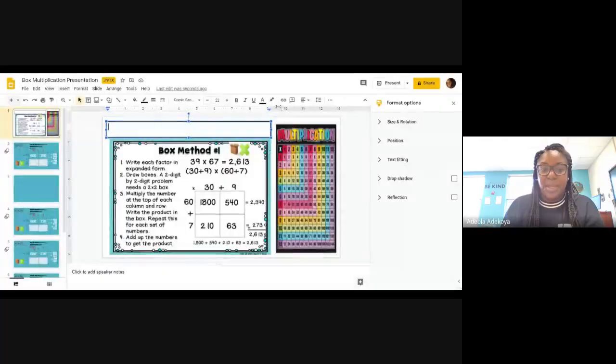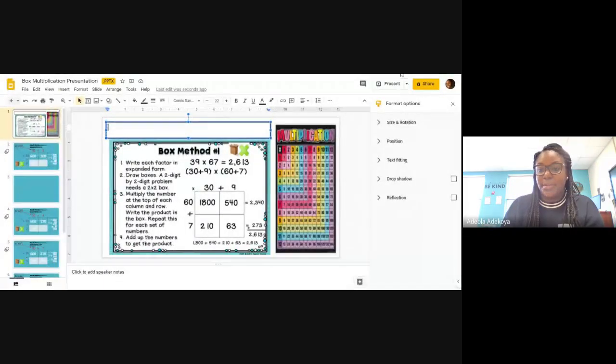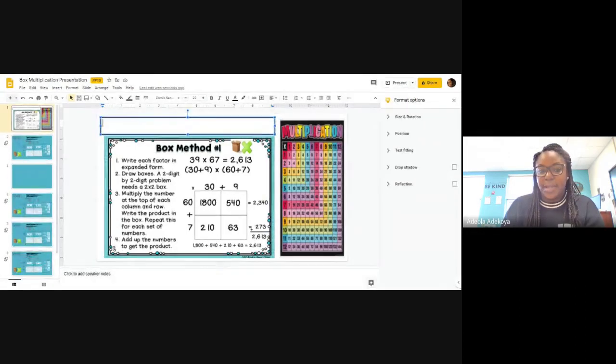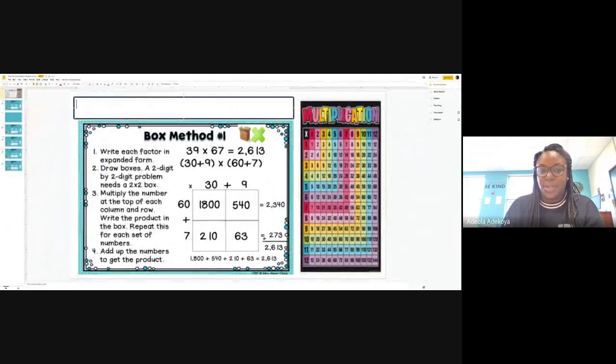Class, we're going to work on multiplying two-digit numbers by two-digit numbers using multiple strategies. Our focus strategy is the box method. I'm going to go ahead and write my I can statement, and as I write it, please go ahead and do the same.